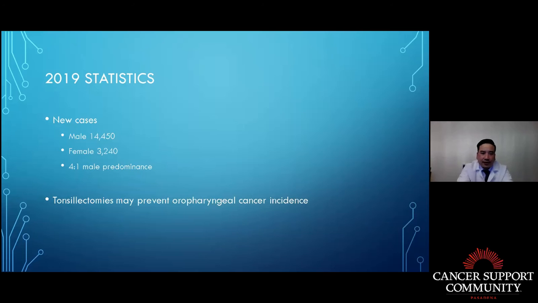So this cancer affects males more. In 2019, about 14,000 cases were males, female about 3,000, so about a 4 to 1 male predominance. There are some studies that show that perhaps tonsillectomies, where the tonsil is removed, may prevent oropharyngeal cancer.